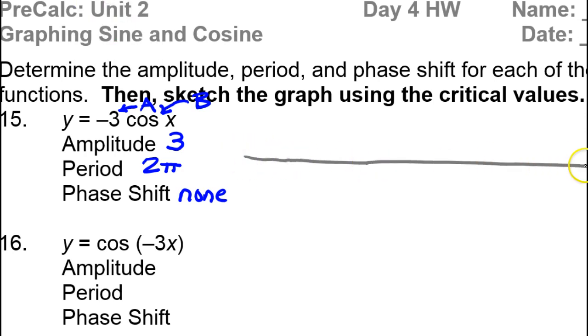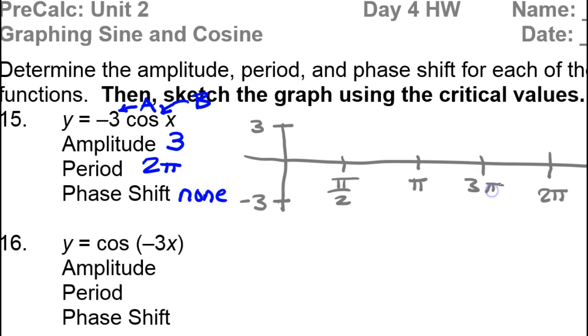Okay, so here's my x-axis. Because the amplitude is 3, I'm going to go up to +3, and I'm going to go down to -3. Because the period is 2 pi, I'm going to come all the way over here and I'm going to put 2 pi. Then halfway in the middle should be pi. Half of that should be pi over 2. And this should be 3 pi over 2.